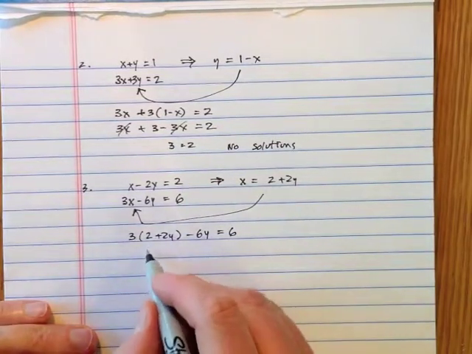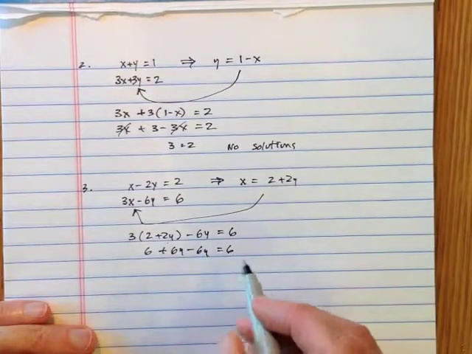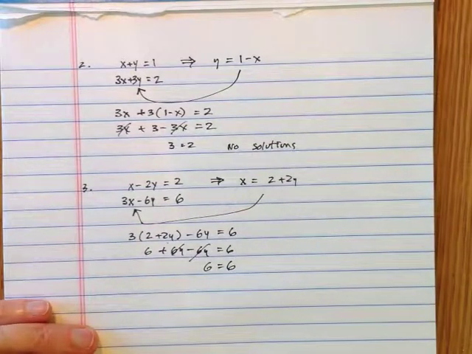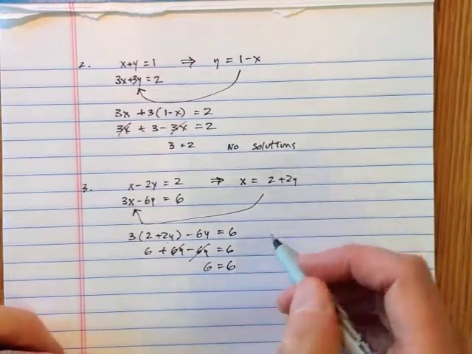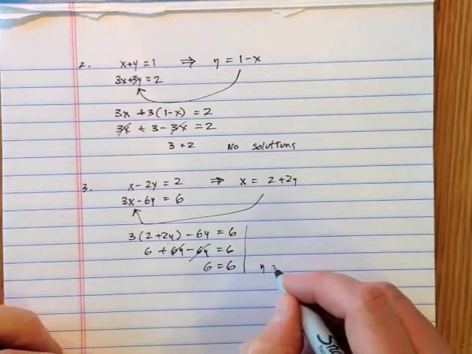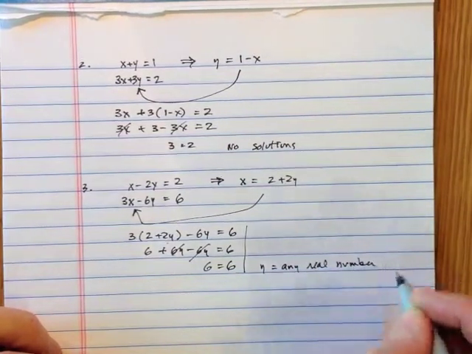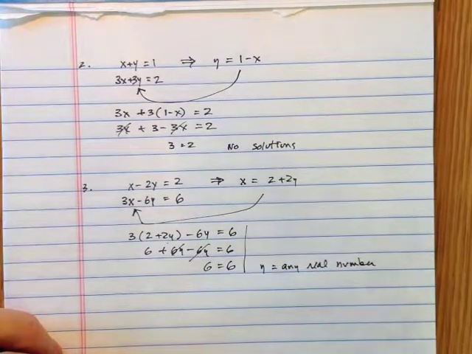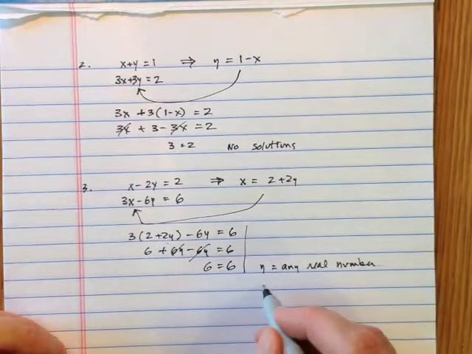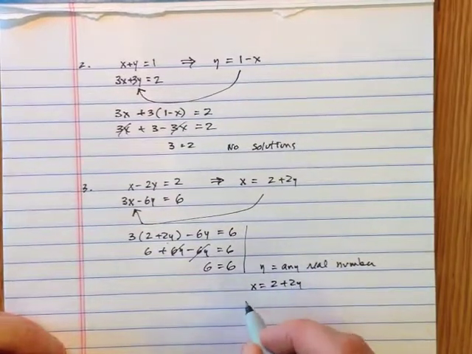And now I go about solving. 6 plus 6y minus 6y equals 6. Look, everybody cancels. 6 equals 6. That doesn't really tell me anything about y. That's because y can be any real number and satisfy this. Does that mean x and y can just be any old thing? No, x still has to be 2 plus 2y. So the solution is y can be any real number and x equals 2 plus 2y.